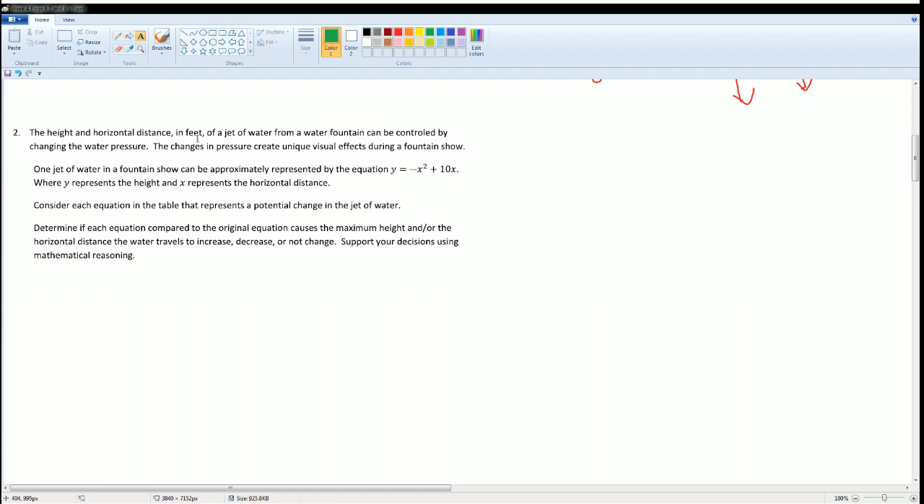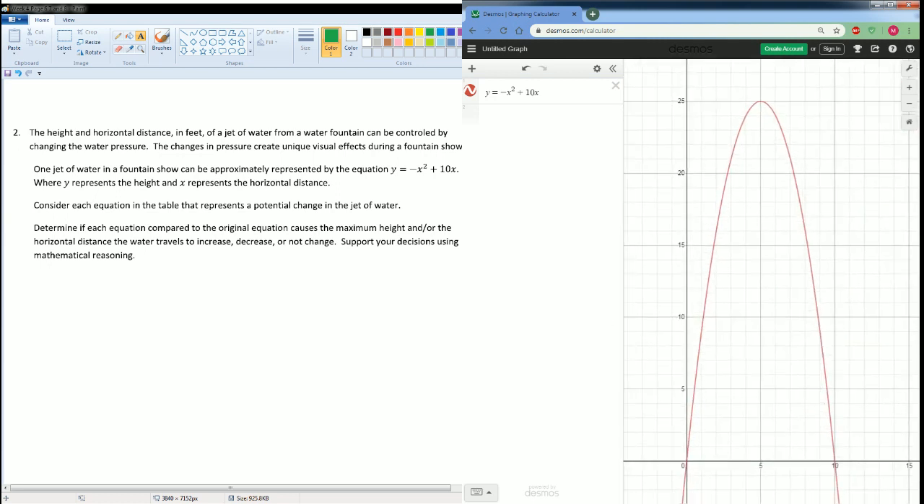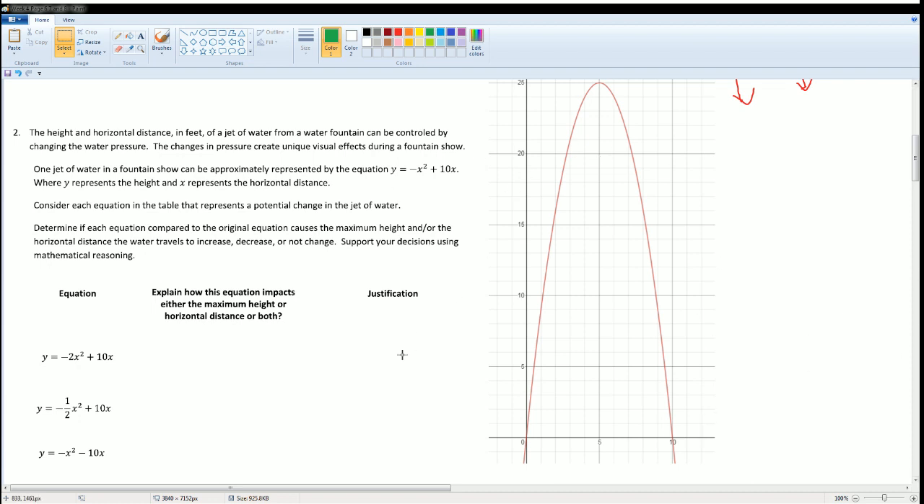Okay, so let's just graph this on Desmos and we'll see what happens. All right, so I will pull up Desmos. We have y equals negative x squared plus 10x. It should look like that, and we're just going to bring this over to Word. So this is how y equals negative x squared plus 10x looks if you graph it on Desmos. And here you're going to explain how the equation impacts either the maximum height, horizontal distance, or both. I'm now going to graph these and we're going to compare.